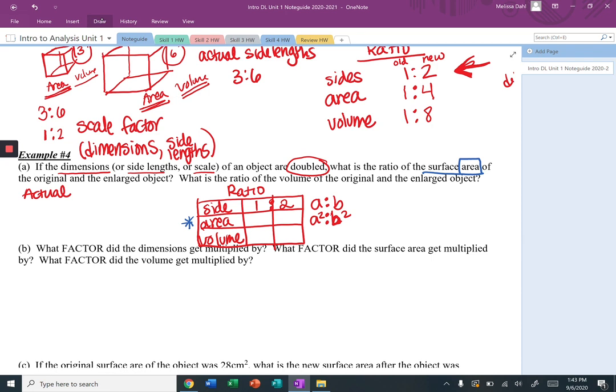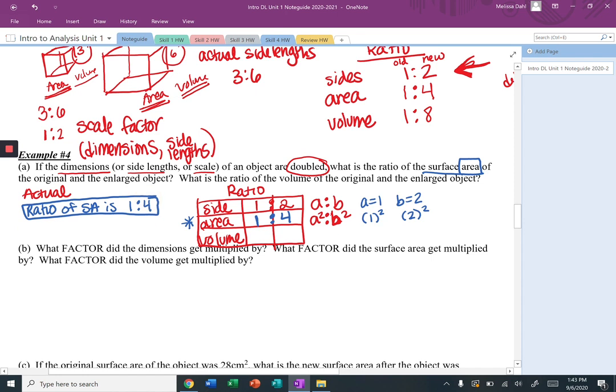So if I know that the sides are related by a ratio of 1 to 2, then I basically know that A is like a 1 and B is like a 2. So in my area ratio, my A squared is like 1 squared and my B squared is like 2 squared. So that turns out to be 1 to 4. Okay, that's the ratio. That answers the question because they just asked me for the ratio. So I would say the ratio of the surface areas is 1 to 4. So that's one answer to this question.